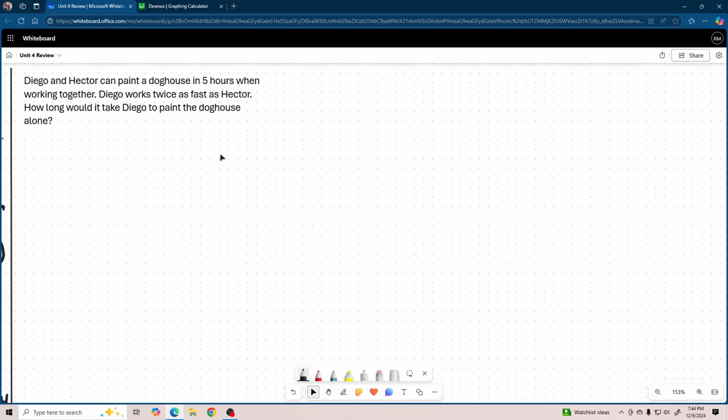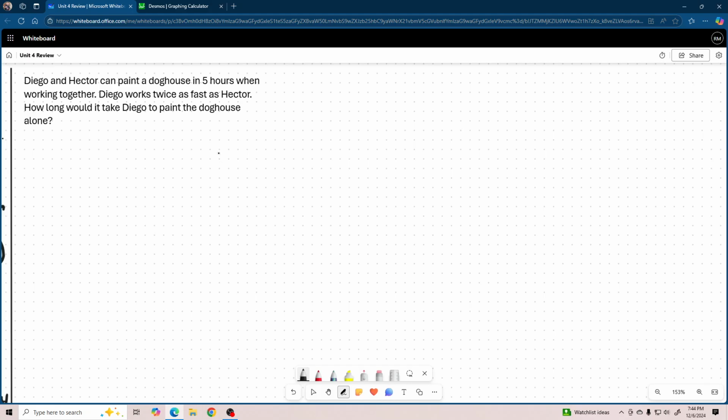Here we go. Diego and Hector can paint a doghouse in 5 hours when working together. Diego works twice as fast as Hector. How long would it take Diego to paint the doghouse alone? All right, well, this is what is known as a work rate problem, right?